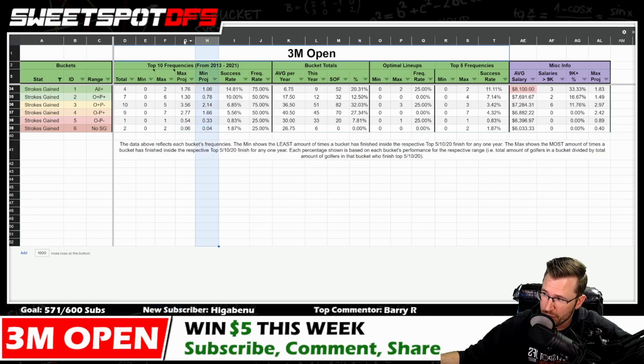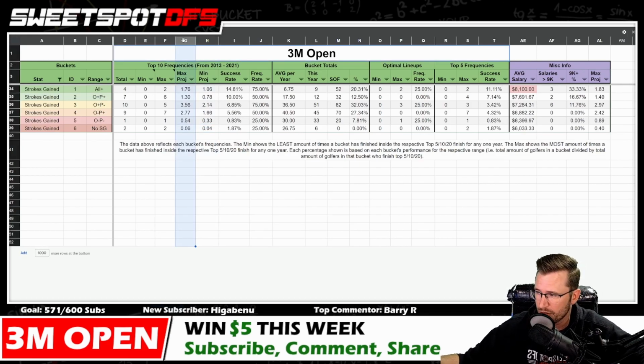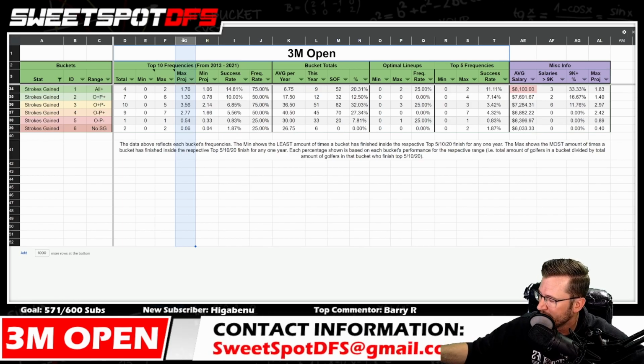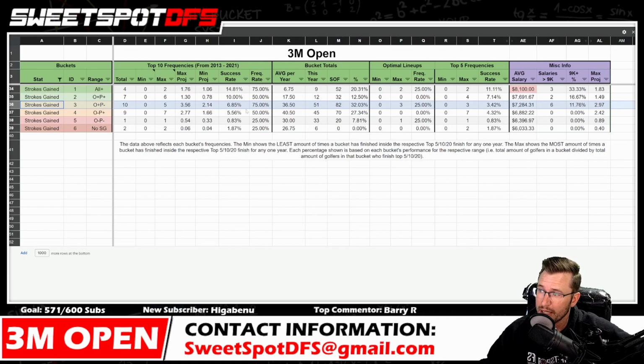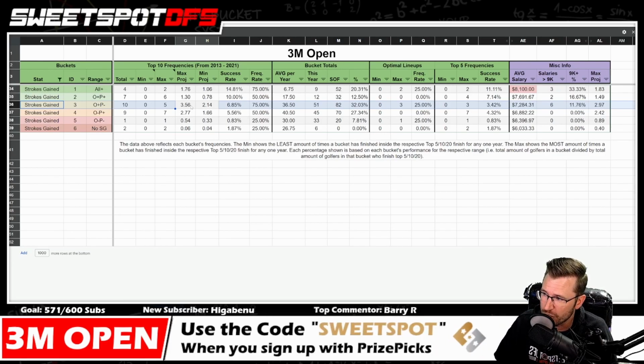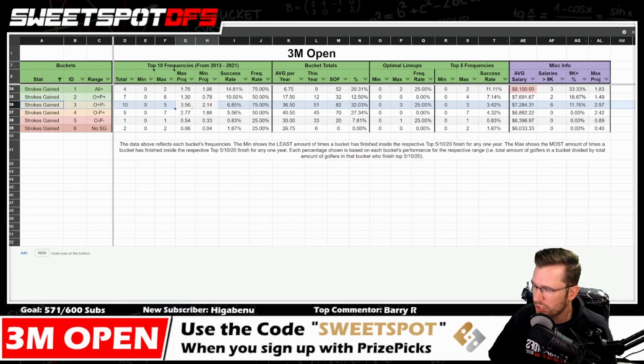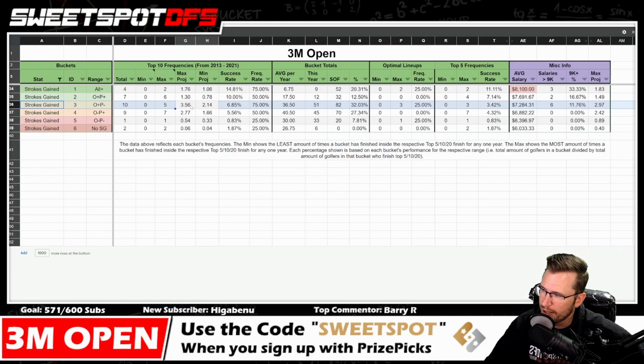Again, minimum projection, maximum. So when I say 0 to 2, you don't want to play more than 2. Or if I were to say 2 to 4, like the strokes gained 3 bucket, you want to play somewhere between 2 to 4 if the salaries allow you to do so. You have to look at the salaries for each of those buckets. If it doesn't seem like you can, then you obviously can't, and you're going to have to lower your minimum projection. But yeah, max is 4. Looks like the min is 2, and it's not terrible for the minimum.